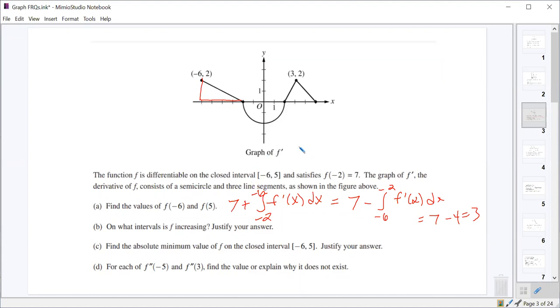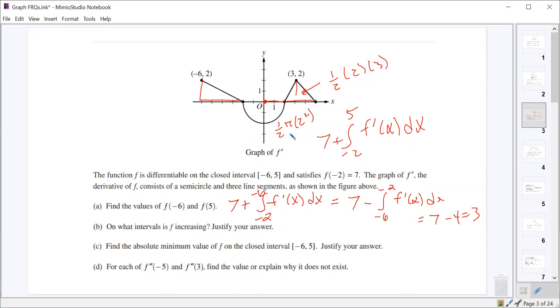All right, and for 5, it'll just be 7 plus the integral from -2 to 5 of f prime. And in order to figure out that integral, all we need to do is integrate from -2 to 5. And so this bottom piece here is a semicircle with a radius of 2. So that should be 1/2 of pi times the radius squared. And then this is just a triangle with a base of 3 and a height of 2. So that should be 1/2 of 2 times 3. So that piece should be 3.